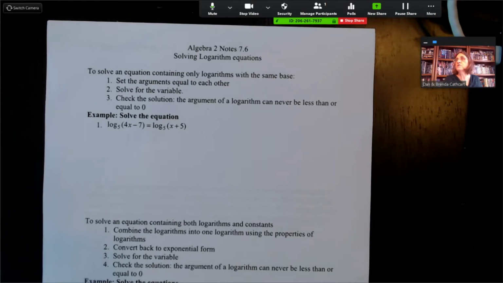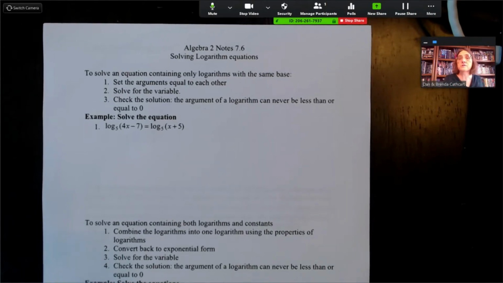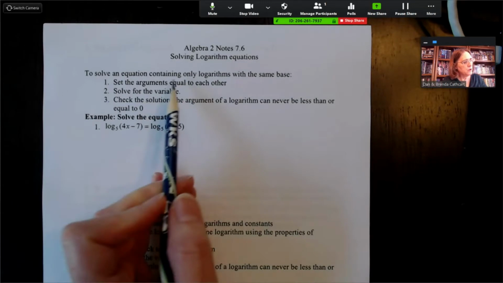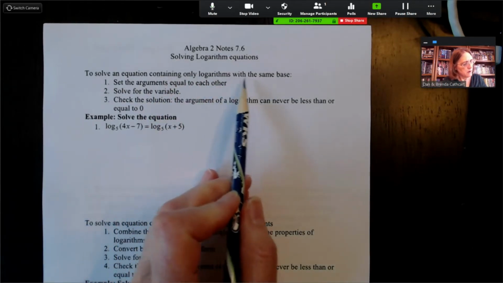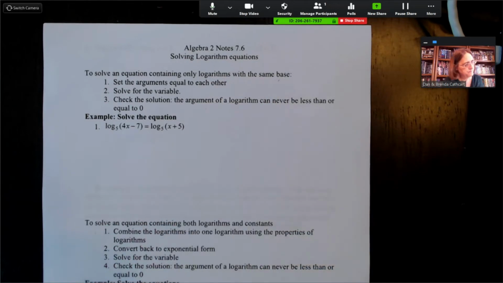This is an Algebra 2 class, and today we're going to learn how to solve logarithm equations. We're going to look at several types of logarithm equations, but to start with, we're going to look at equations that only have logarithms with the same base.